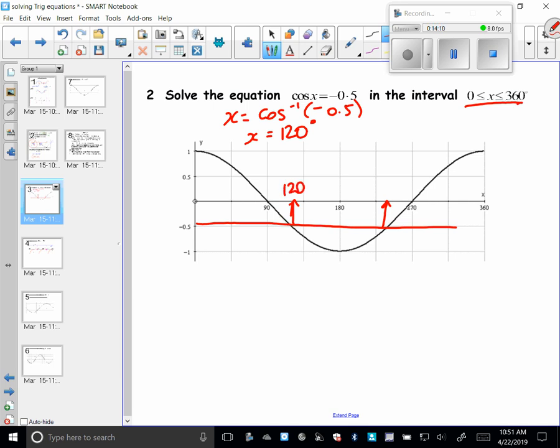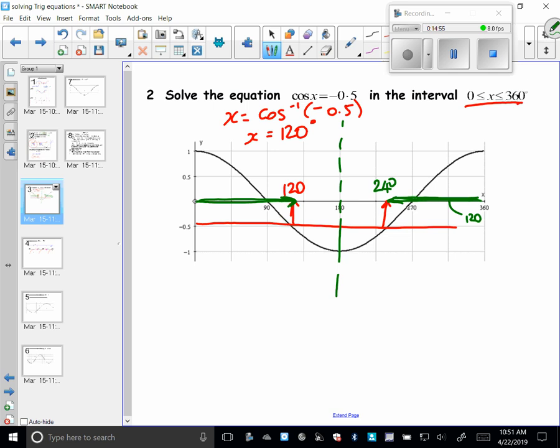Now, some people have different ways of doing these ones because of the way their heads work. I can see that this whole graph has an axis of symmetry around here. So I know that this amount here represents 120 degrees. Symmetrically, this amount here would also represent 120 degrees. So I could do 360 subtract 120 to give me 240.